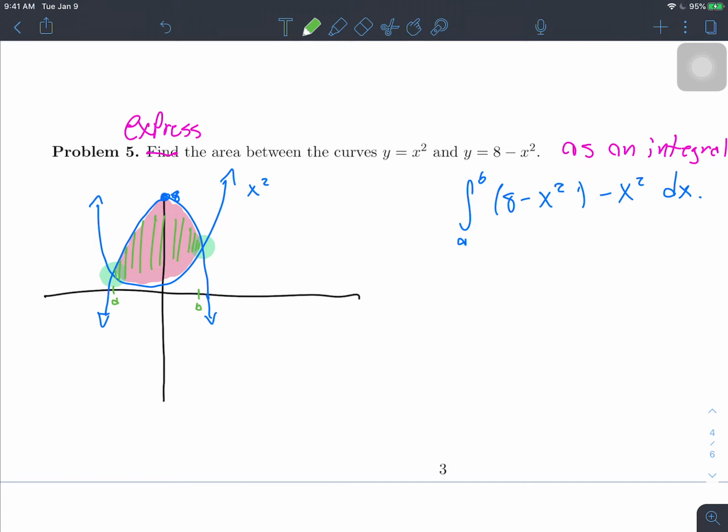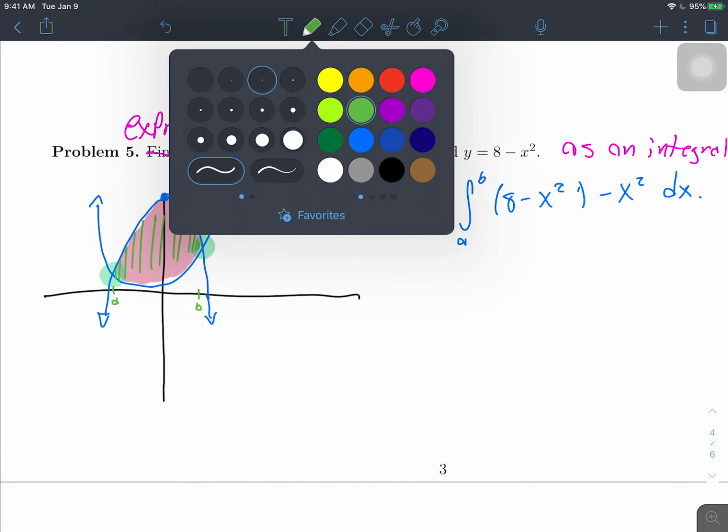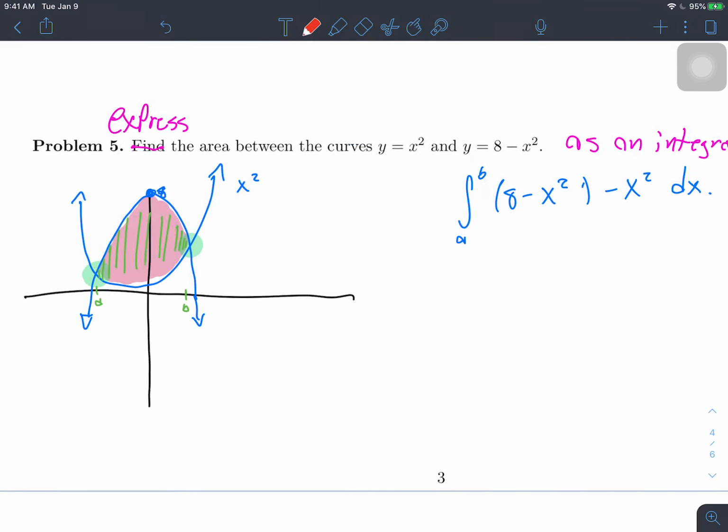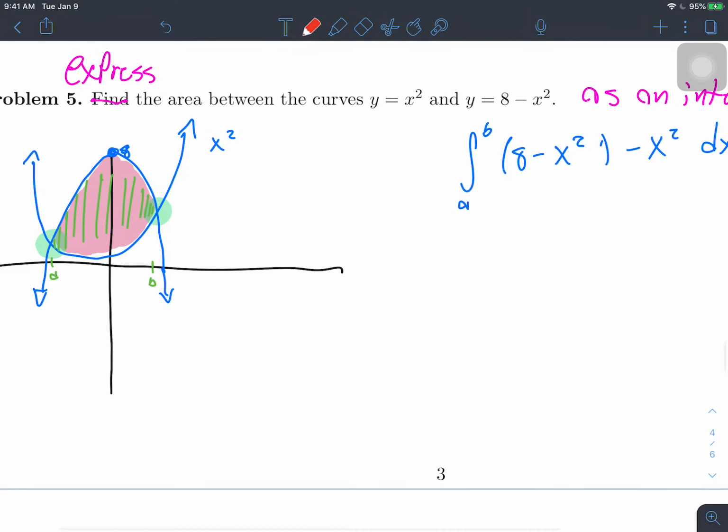Is there a way I can find out what A and B are? Kevin, did you set them equal to each other? Yeah, I can set the two equations equal to each other. If I do that and solve for x, then I'll know the x values that cause these two graphs to intersect. So I'll take x squared and set it equal to 8 minus x squared.